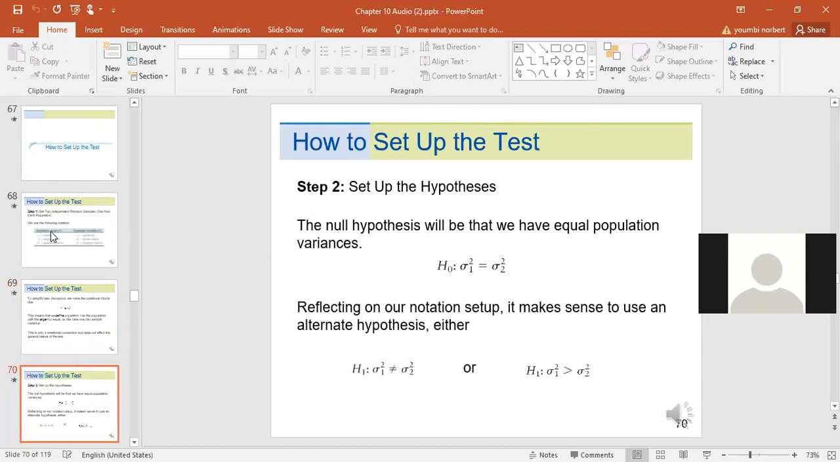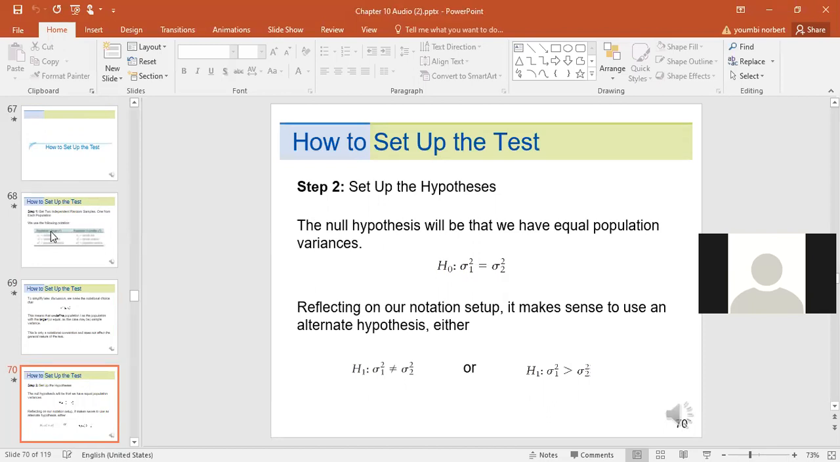Then the hypothesis is H0, sigma 1 squared is equal to sigma 2 squared. H1, sigma 1 squared is different from sigma 2 squared, or sigma 1 squared is greater than sigma 2 squared. For this test of two variances, because the F distribution is non-negative, it is always a right tail test. That is, the variance of the first population is bigger than the variance of the second population.